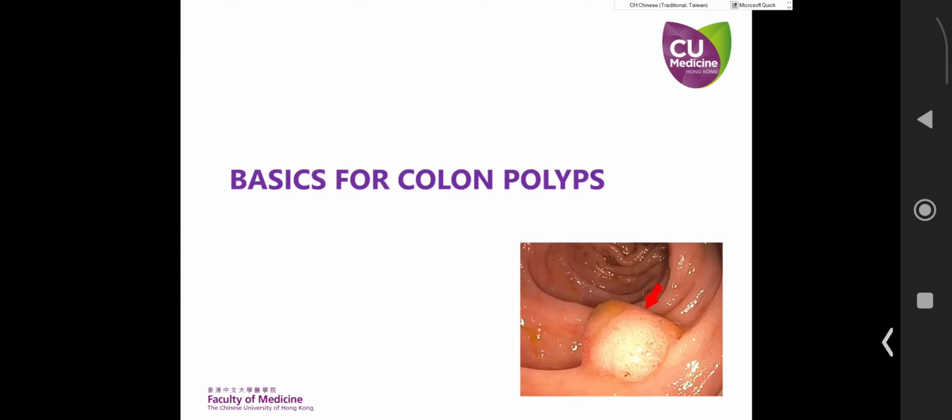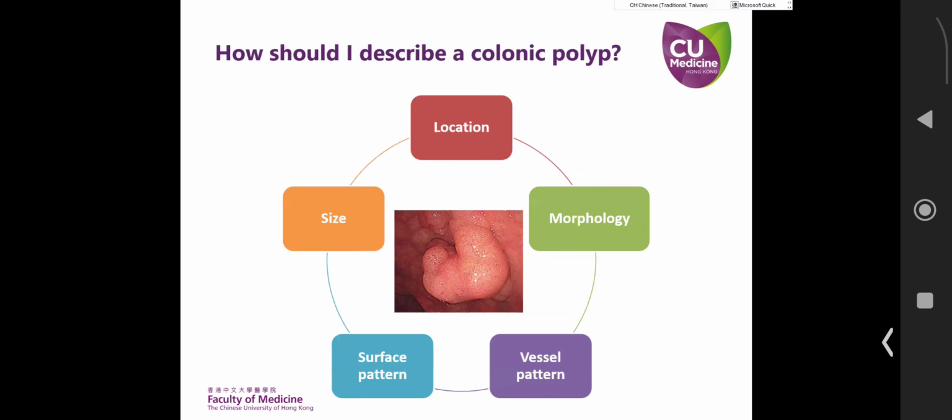When moving to the lower GI tract, the colonic polyps, we have some important concepts or parameters that we need to document in our endoscopy report. These five are actually the basics of the description of a colonic polyp. If you are referring a case for endoscopic resection by yourself or to another endoscopist, you need to make sure you document all these five important parameters in your report so as to help the planning.